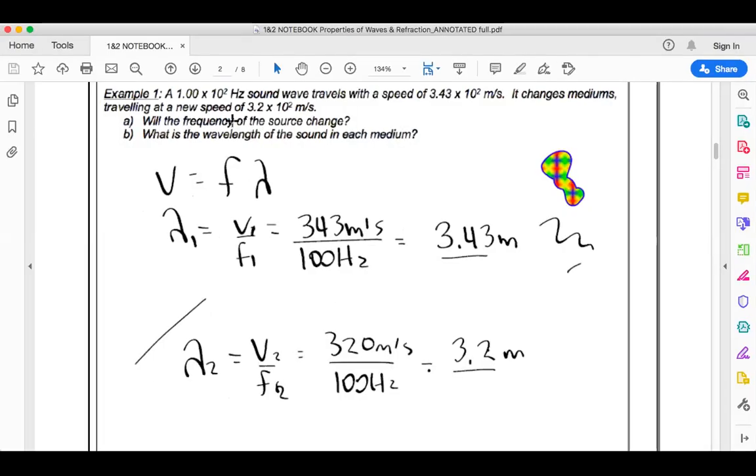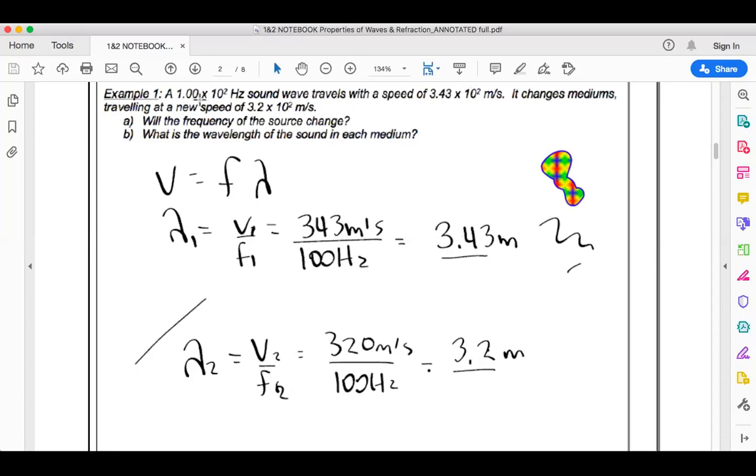Okay, so will the frequency of the source change? We have this sound wave, and the frequency is not going to change. I guess this is kind of a trick question. So no, the frequency does not change, even though this wave continues in a new medium. And then what is the wavelength of the sound in each medium? Well, we get wavelength through the universal wave equation, V equals F lambda. We have V, we have F, and we can solve for lambda. So we isolate lambda, speed over frequency, and we get 3.43 meters when it's traveling in medium number 1.